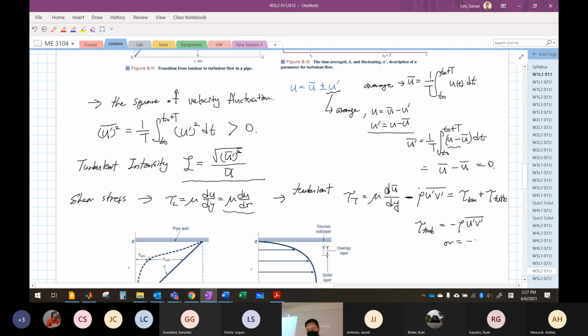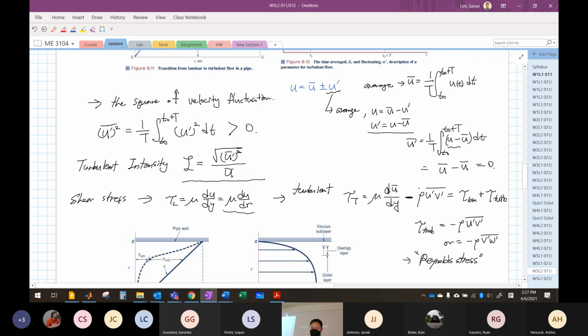And if it's a 3D problem, you're going to have more terms. So V prime, W prime is also one. Then we call this the Reynolds stress. So this one comes up in the turbulent flow. So we have an additional shear stress. So you might think there's a minus there. All right, it's going to be less than the laminar flow.